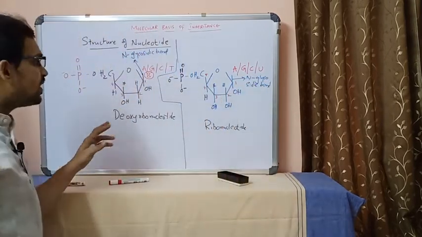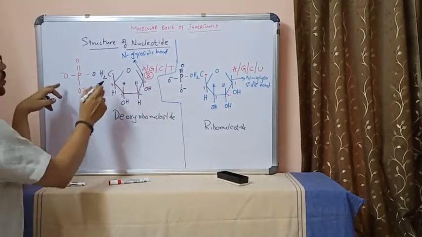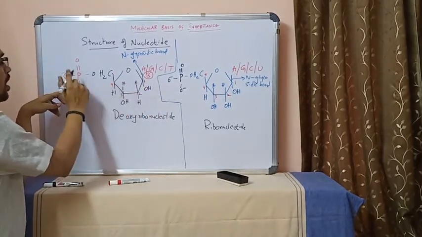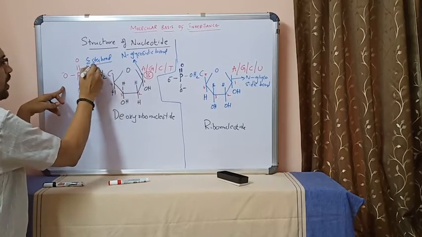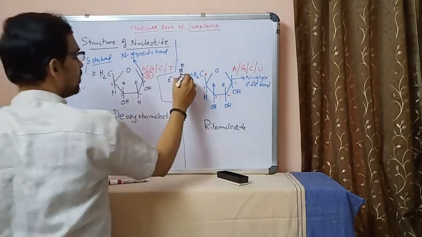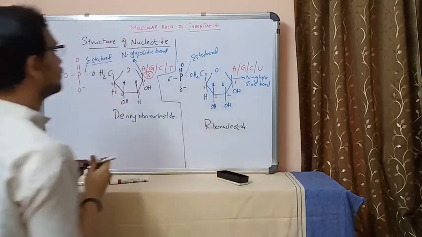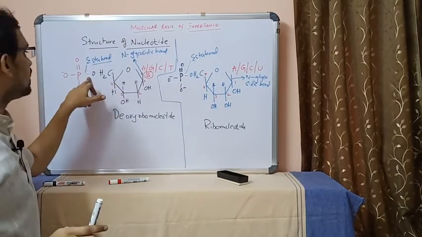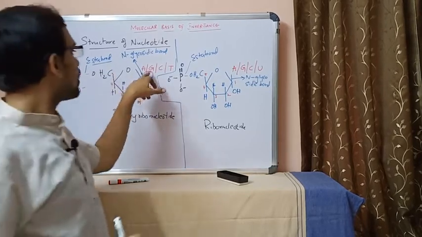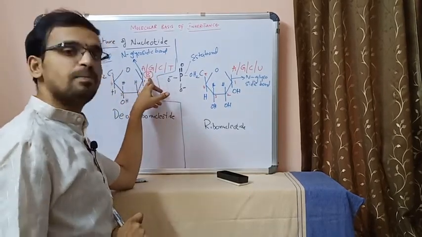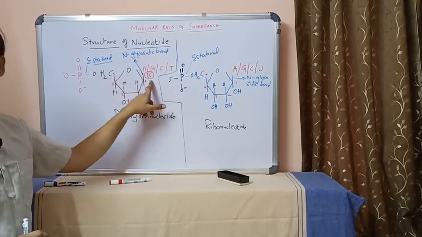So sugar is always linked to the base with an N-glycosidic bond. Here, sugar is always linked with phosphate with an ester bond. Very, very important. Here also, an ester bond. Phosphate is always situated at the 5th carbon. Sugar is always situated at the 1st carbon of the sugar. Here, the 5th carbon of the sugar, here, the 1st carbon of the sugar.